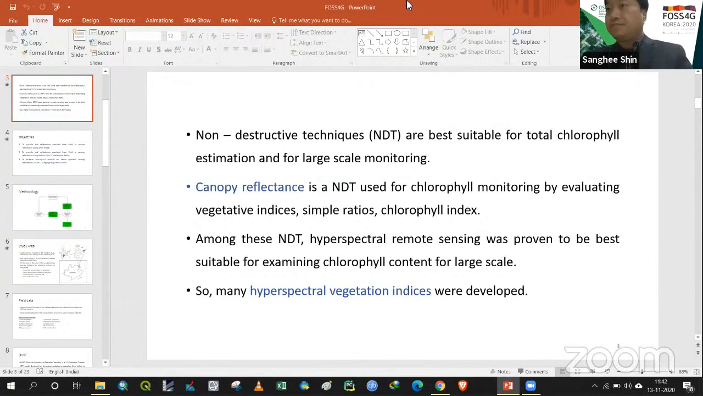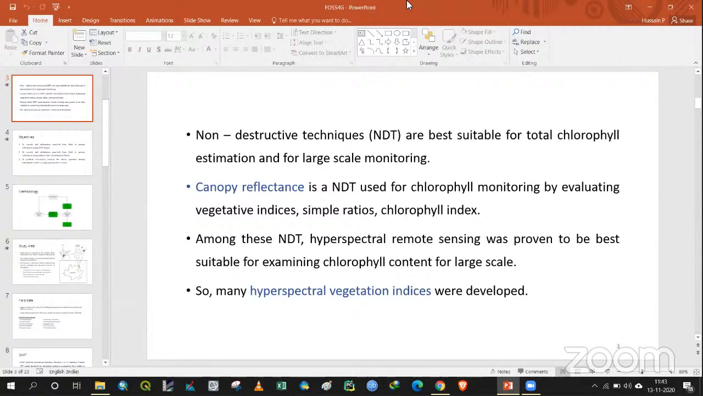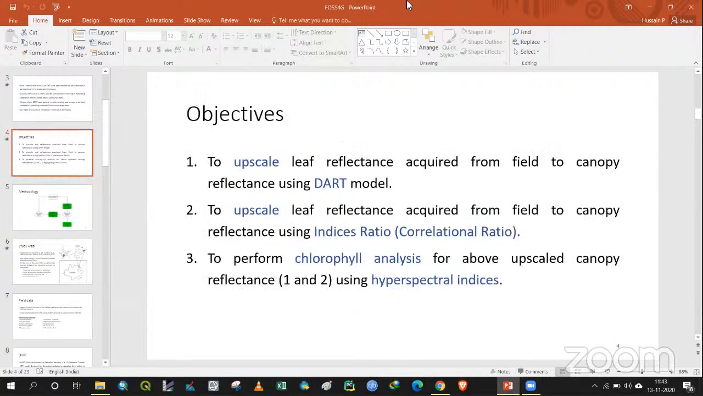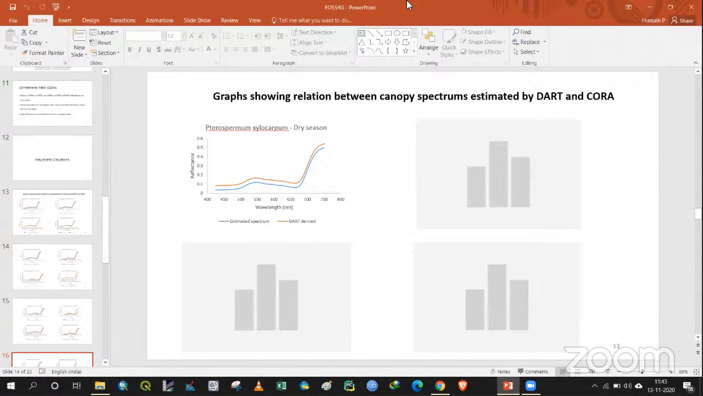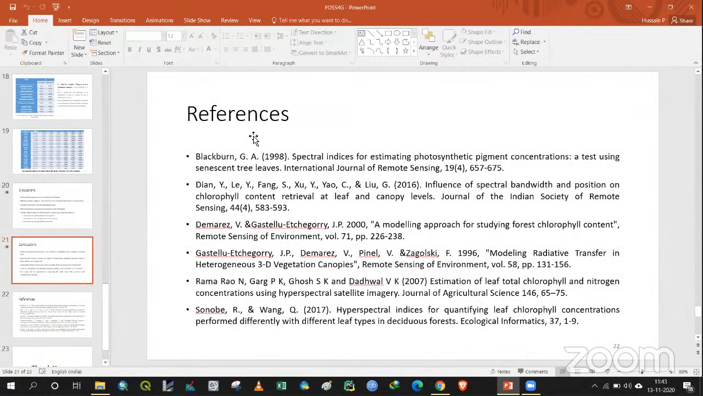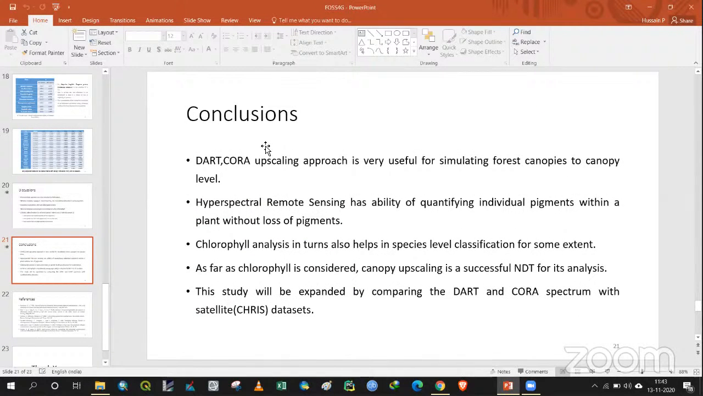Any other questions? Also, I'm trying to say that in the next study, as you can see in the last point, I am using CRIS data sets. CRIS is a hyperspectral instrument. In future, I will compare this accuracy again with CRIS, in order to prove more accuracy. For now, I did it in two ways: one is DART and the other is the indices ratio. Next, I'm going to be using CRIS.